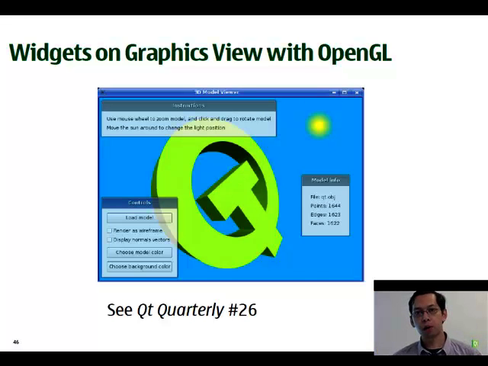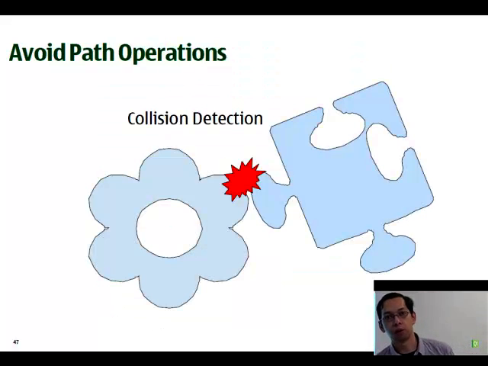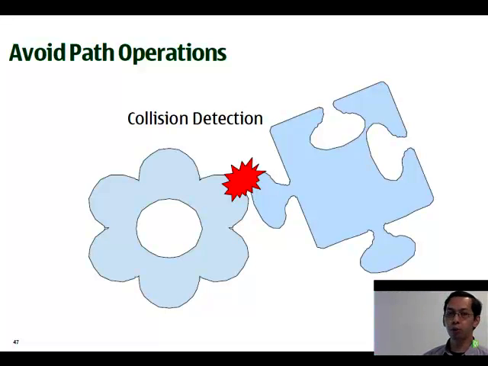Now, I mentioned before, to make your application fast, you have to avoid slow operations. This seems obvious, but in some cases you really cannot figure out where that slow operation occurs, or how it happens. The obvious example usually is collision detection.